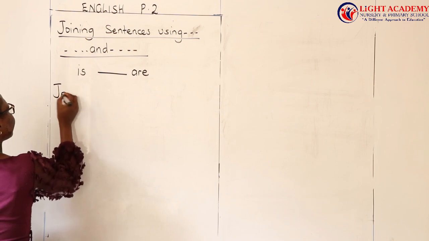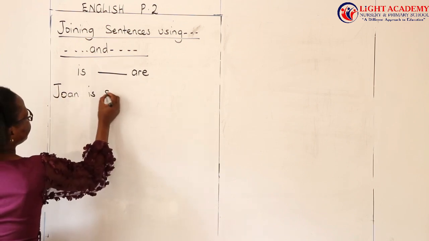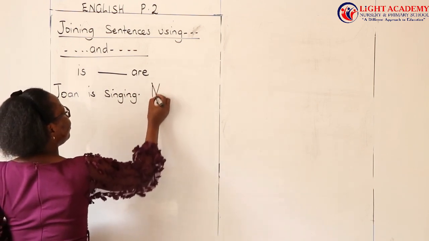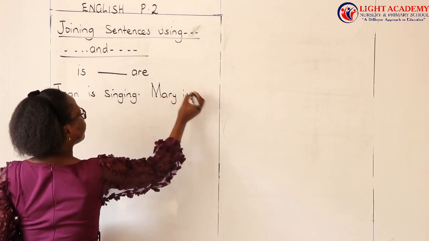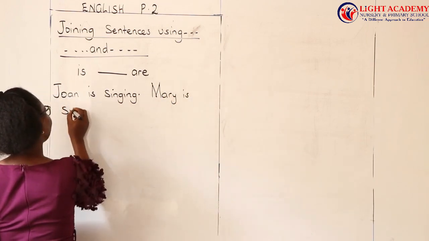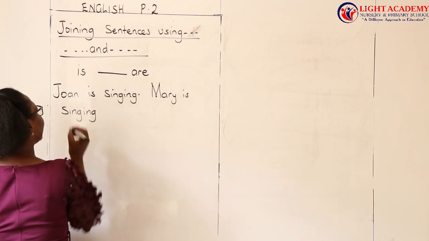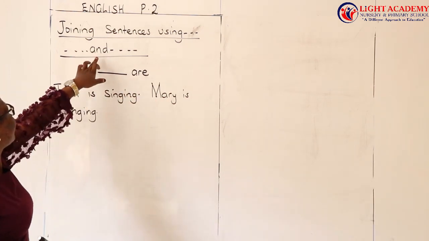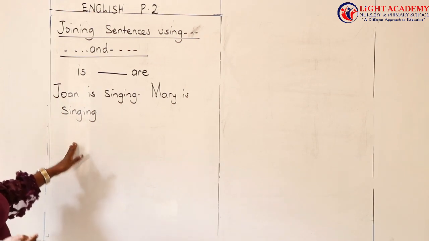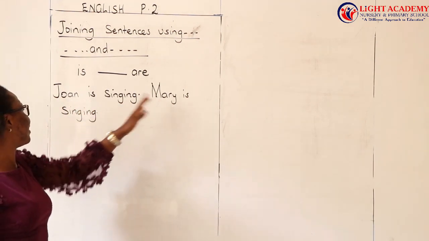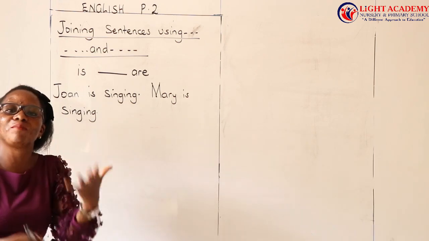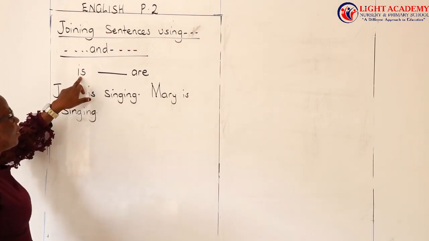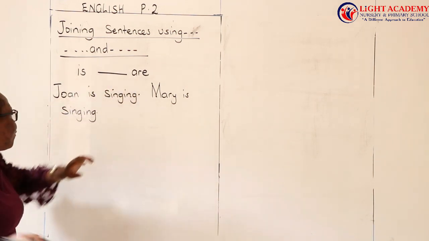For example, Joan is singing. Full stop. Mary is singing. And they are telling you to join these two sentences using the word "and." Of course, I cannot say Joan is singing and Mary is singing. No, that is repeating myself. It is repetition. So what am I supposed to do?